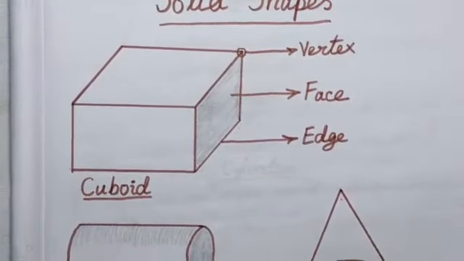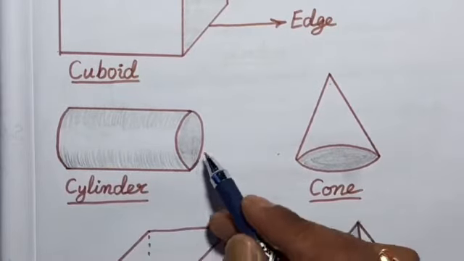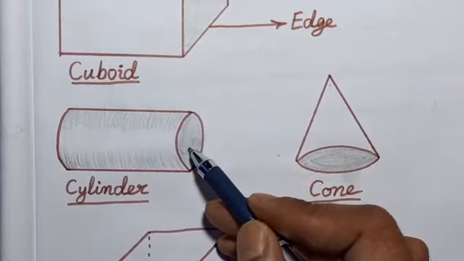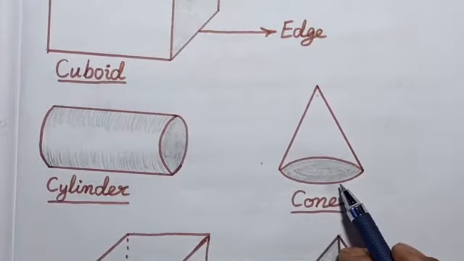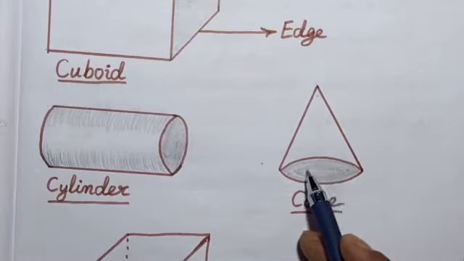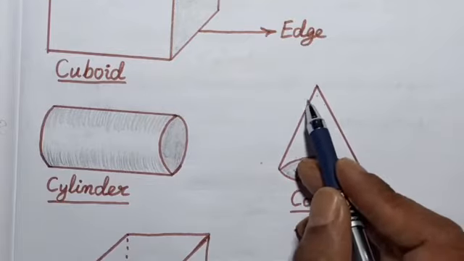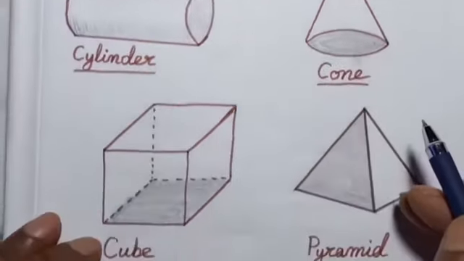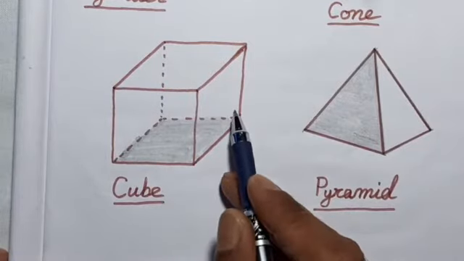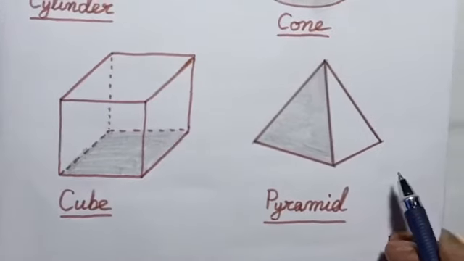Now this is cylinder. This figure is called cylinder. Here this portion is curved face, and this is plane face, and this is a circle. And this figure is called cone, and this face is called base, and this is a circle, and this portion is curved face. And here this is cube. In cube, length, breadth, height are equal in length, and this solid figure is called pyramid.